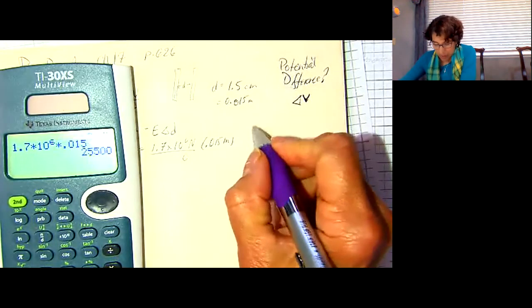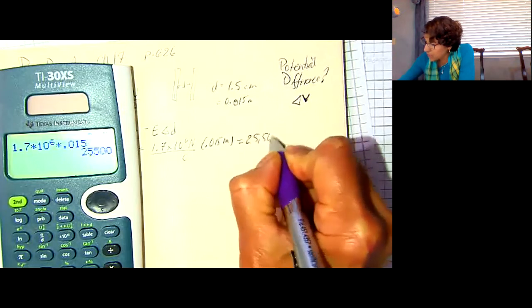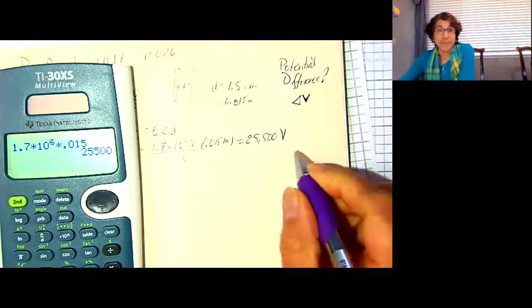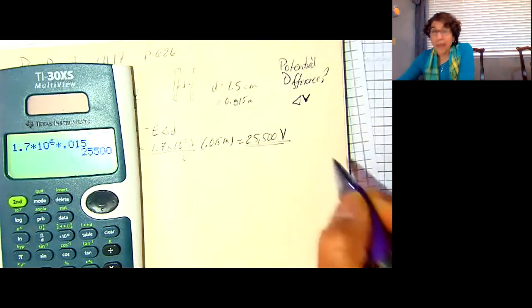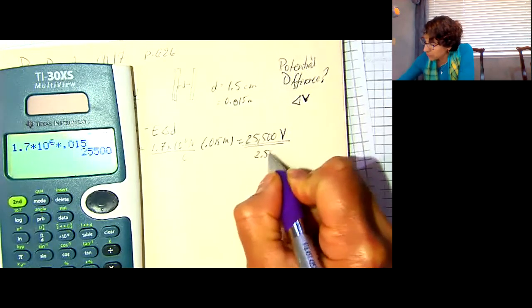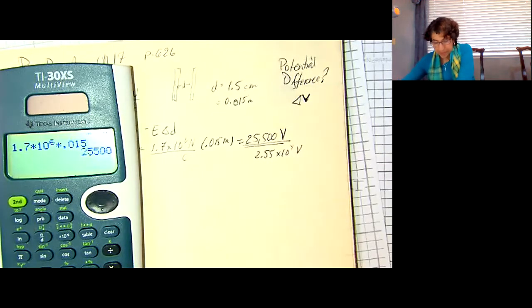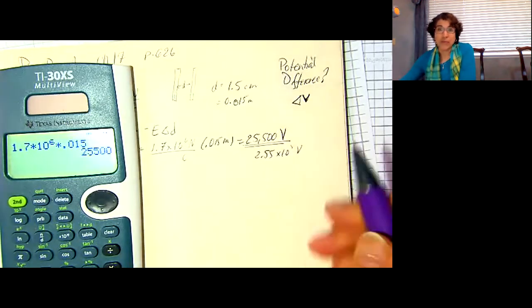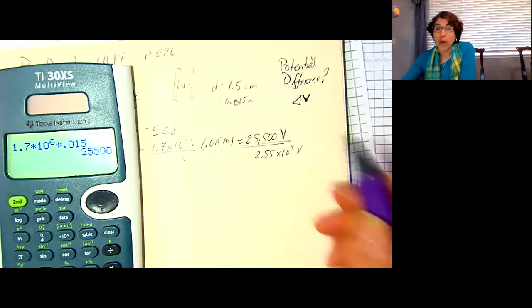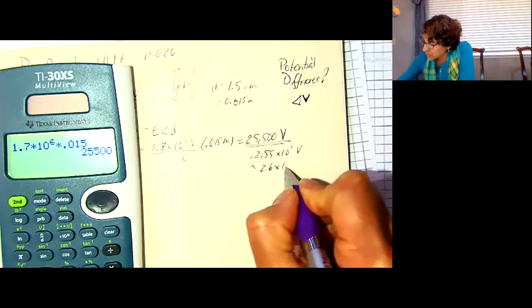So I end up with 25,500 volts. If you want to put that in scientific notation, 2.55 times 10 to the 4 volts. And if it's two significant figures, which we do have, 2.6 times 10 to the 4th volts.